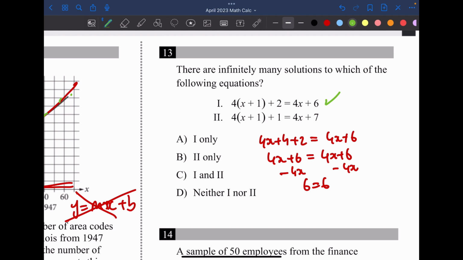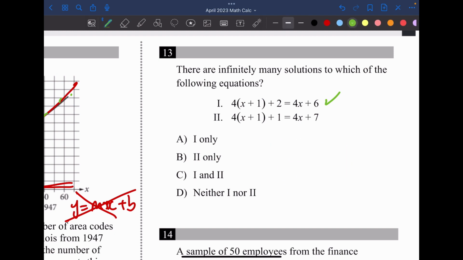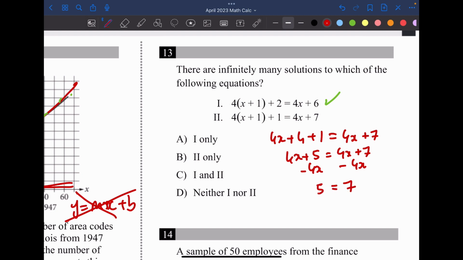For equation 2, let's do the exact same thing. Let's expand first. So we would have 4x plus 4, and then add the plus 1, so 4x plus 5, is equal to 4x plus 7. So we would get 4x plus 5 is equal to 4x plus 7. After that, let's get rid of the x's once again. So subtract 4x from both of these. You would end up with 5 is equal to 7.